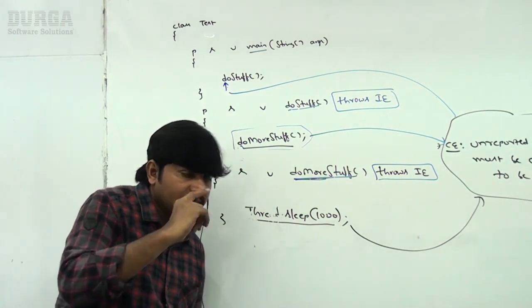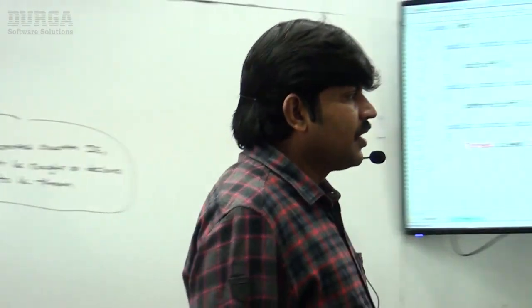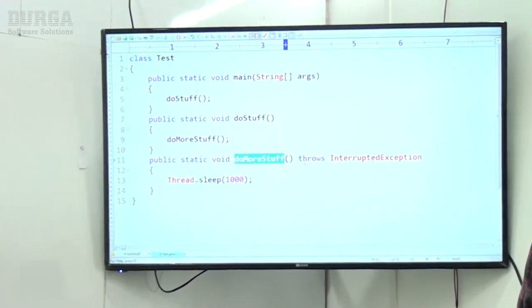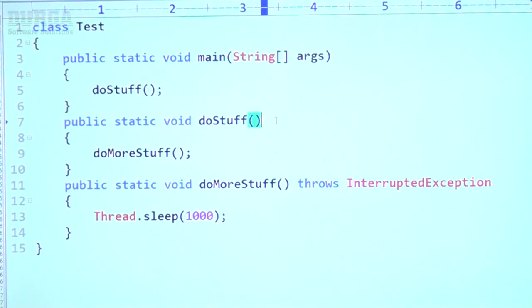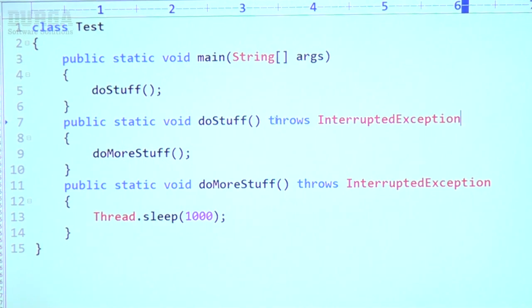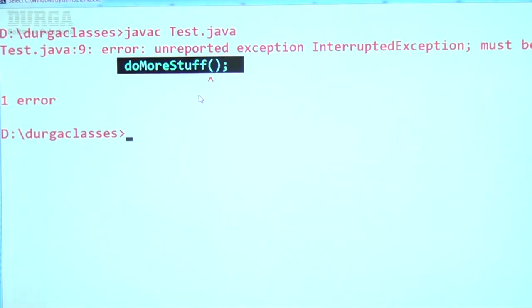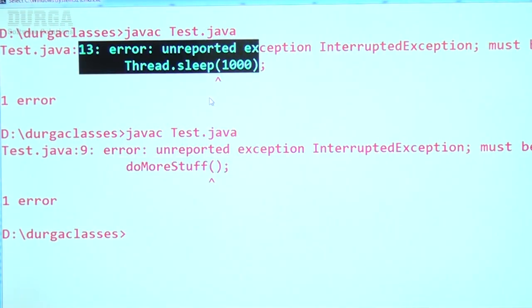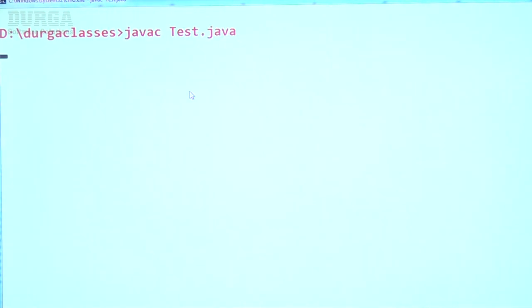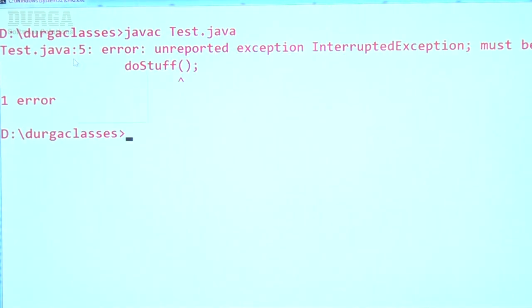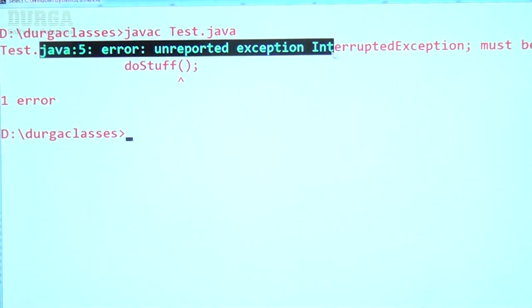method. Clear, right? Now have a look once. Here it is delegating that responsibility to main, like this, right? Now at this line the problem is coming. At line number 5 the problem is coming, sir. Earlier, first time, line 13, now line number 9. Now observe that if I take line number 5, the problem is coming, unreported exception, like this.